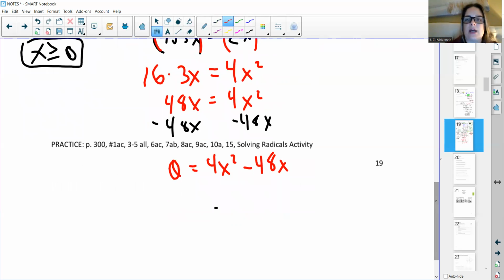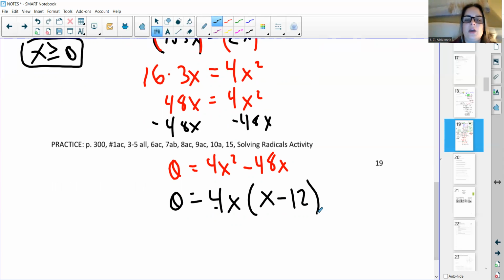Now this is a nice quadratic to factor, so that's what I'm going to do. 0 equals the 4x, and it leaves me with an x minus 12. Right, I believe so. So that means our solutions are x equals 0 and x equals 12. Okay, so those are my 2 possible solutions.